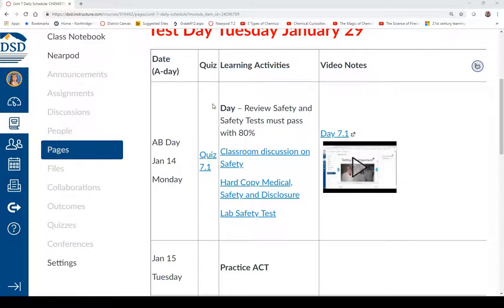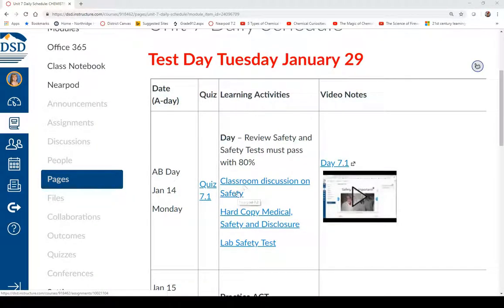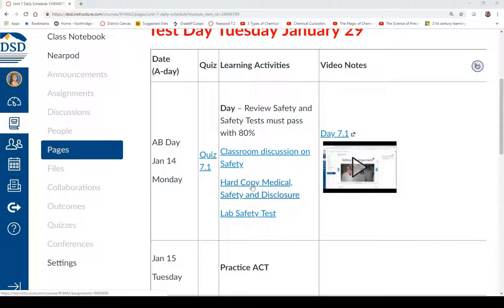Okay, so make sure that you go to the daily schedule anytime you need to go back and do anything. If you weren't here for the classroom discussion, make sure you go through the Nearpod on the classroom discussion. If you didn't get 4 out of 4 on that, you can go back and redo it. Remember that I need your hard copy medical, safety and disclosure. If you forget it at home, you can get a copy here.